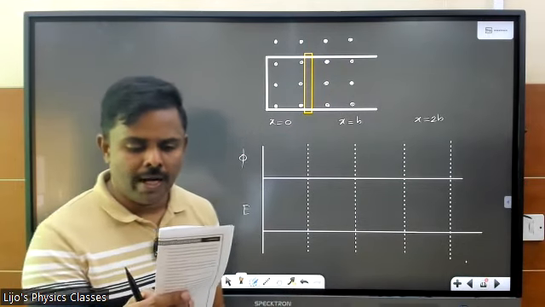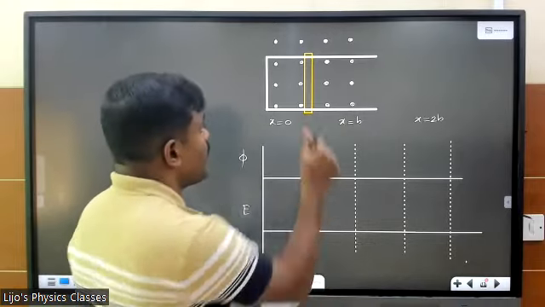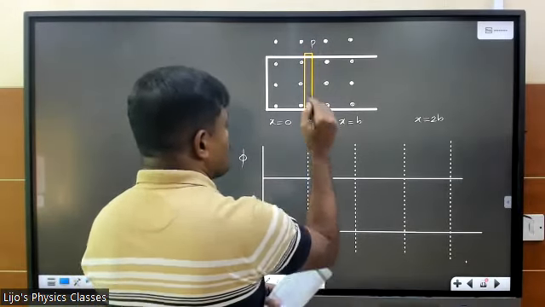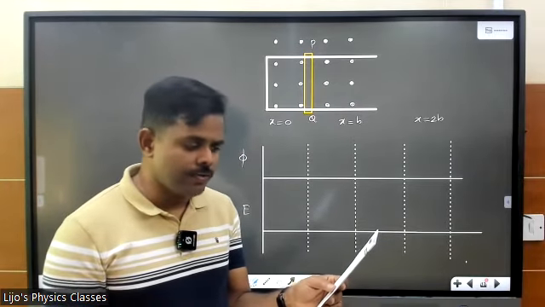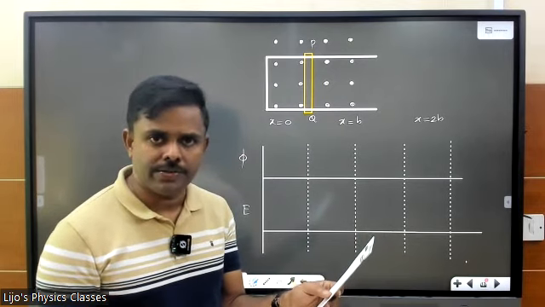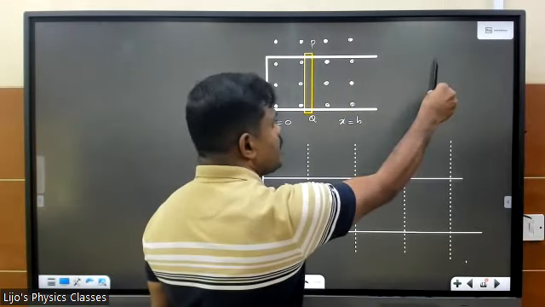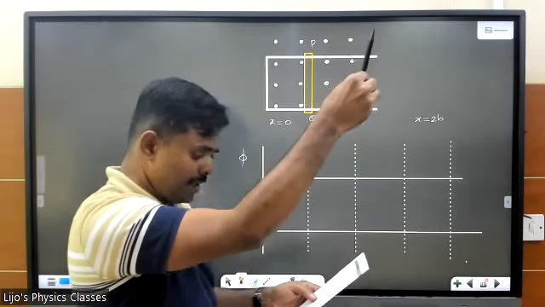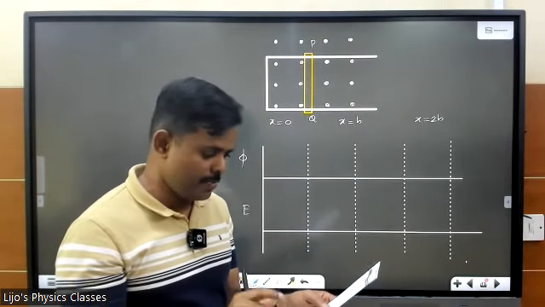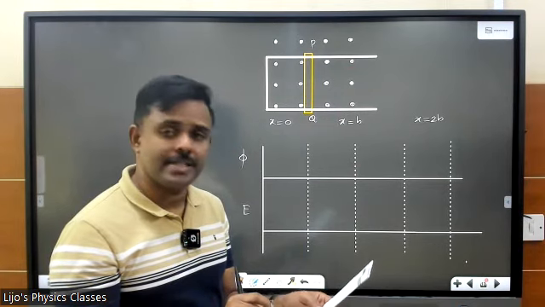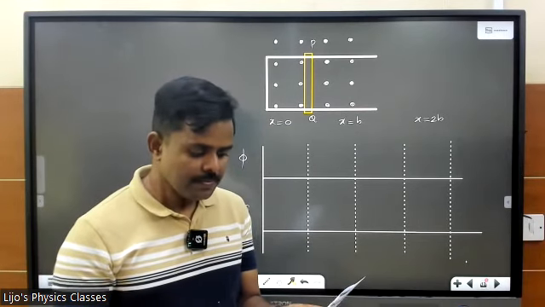Assume that only the arm PQ possesses resistance R. This is the arm PQ. When arm PQ is pulled outward from x equal to 0 to x equal to 2b, and then moved backward to x equal to 0 with constant speed v, obtain the expressions for flux and induced EMF. So we have to find the equations for flux and EMF.